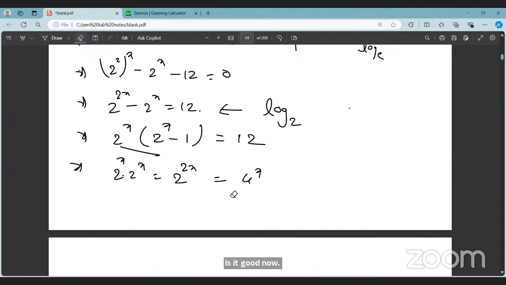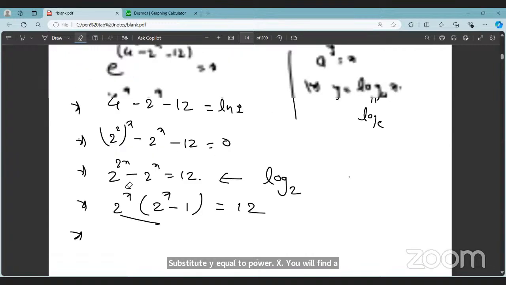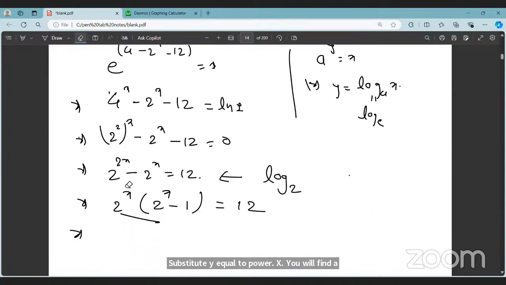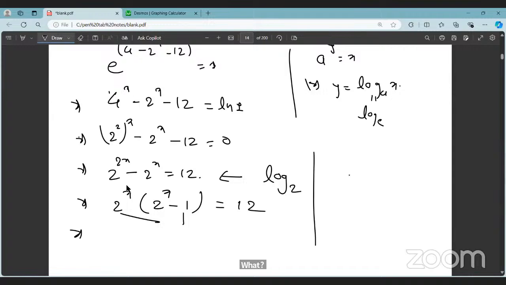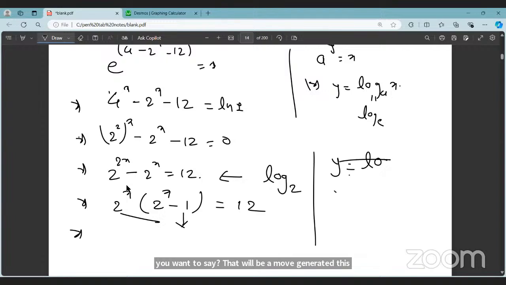Substitute y equal to 2 to the power x, you will find a quadratic, solve that, and then reverse it. That's also fine, that's also correct. Simply take y equals 2 to the power x, right? And then you will get a quadratic equation here, and you can solve it, right?